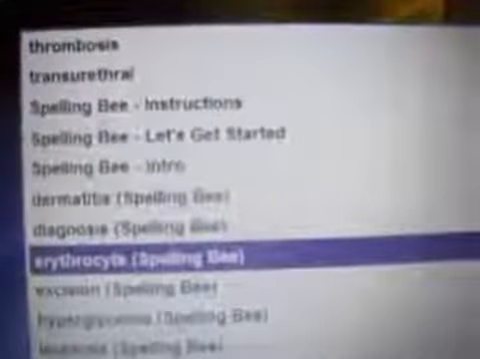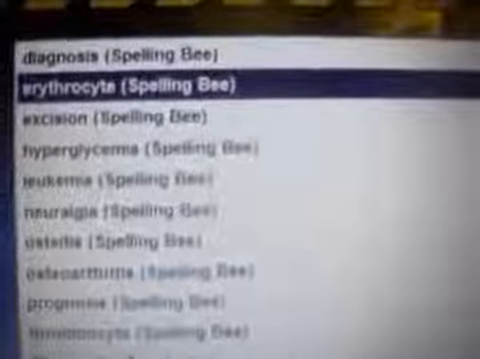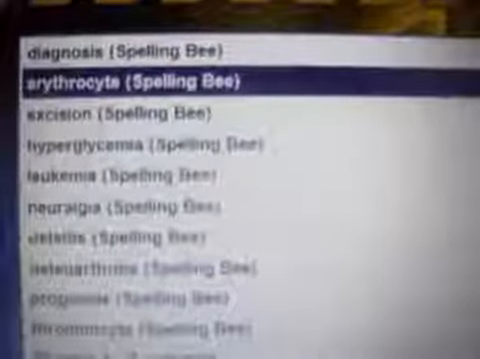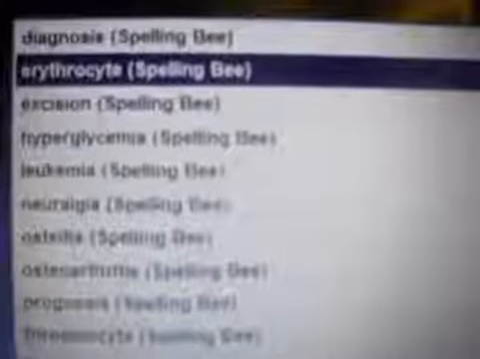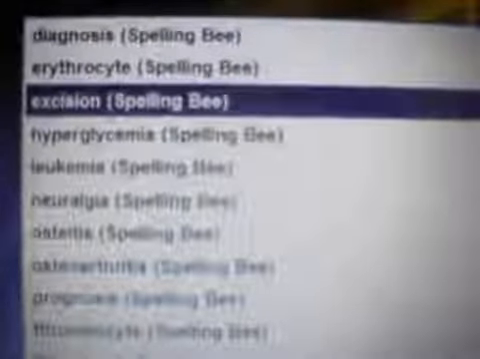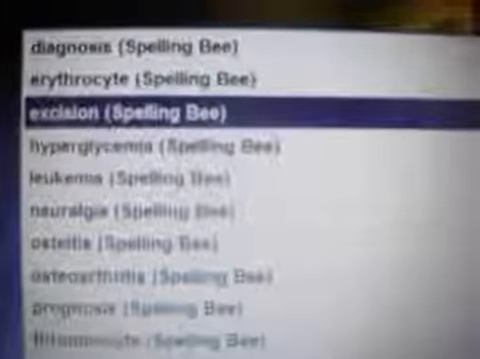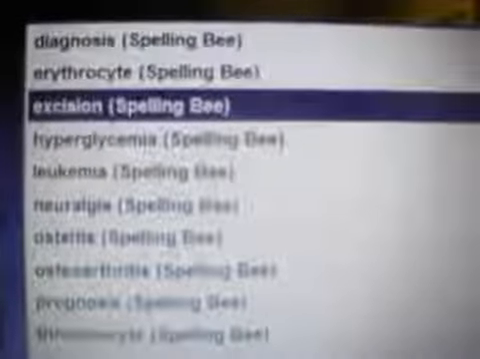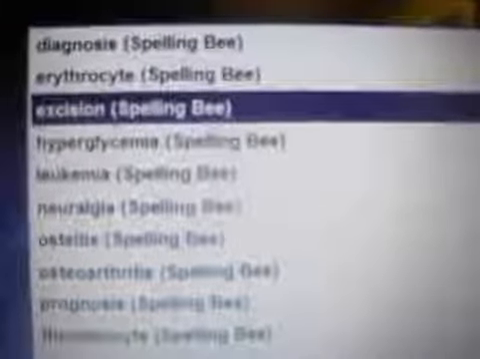Erythrocyte. Erythrocyte. E-R-Y-T-H-R-O-C-Y-T-E. Excision. Excision. E-X-C-I-S-I-O-N.